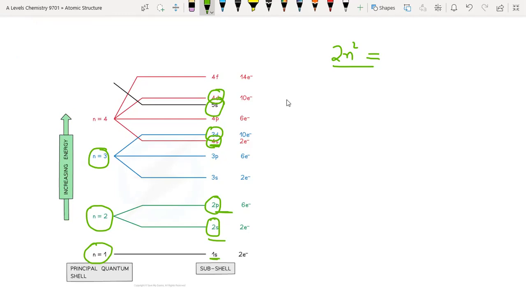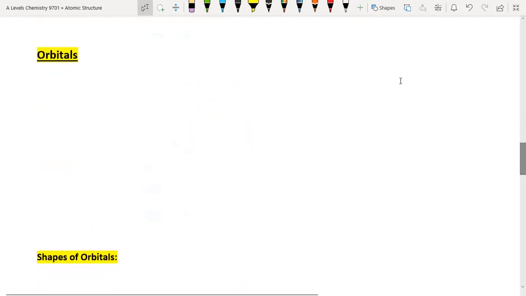It means every shell is further subdivided into subshells. These subshells are further divided into degenerate energy levels, which are called orbitals. What are they? They are called orbitals. Orbitals, as we have discussed, what are the orbitals?